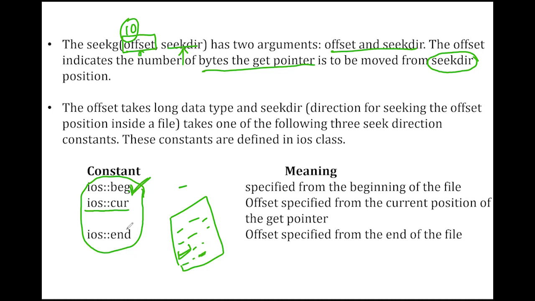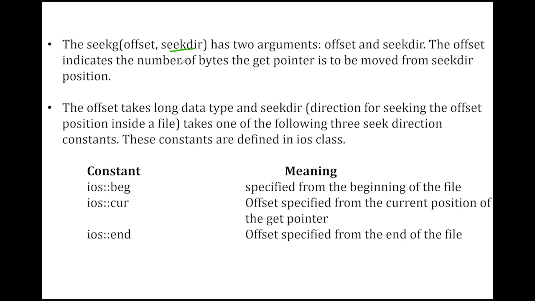I hope you are understanding. Similarly, when I say ios::end, it is nothing but the offset specified from the end of the file. So the number of offset bytes from the end of the file. If my file is ending here, from there, from the 10th byte, I will start reading or writing. So in this case, seekg is nothing but reading, right? So these are the three values I can mention in the place of seekdir, and here I will mention certain numbers, and from that particular position, whether it is beginning, current or end, those many bytes I will start reading.